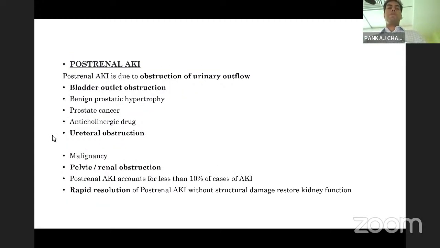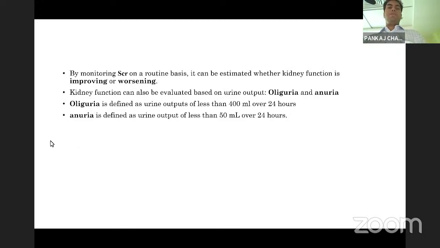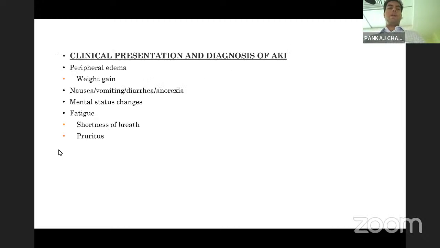Post-renal AKI is due to obstruction of urinary outflow: outlet obstruction, benign BPH, and prostate cancer, and ureteral obstruction. It may be due to malignancy or pelvic renal obstruction. Post-renal AKI accounts for less than 10% of cases of AKI. Rapid resolution of post-renal AKI without structural damage restores kidney function. Serum creatinine should be monitored daily for quantifying the improvement and worsening of the kidney function. Oliguria is less than 400 ml in 24 hours, and anuria is less than 50 ml in 24 hours.